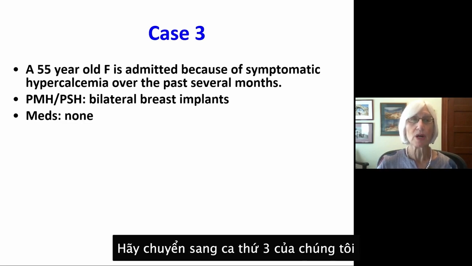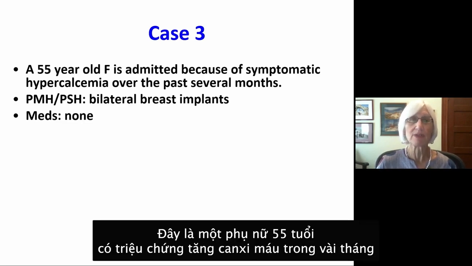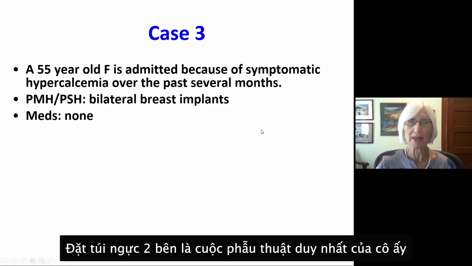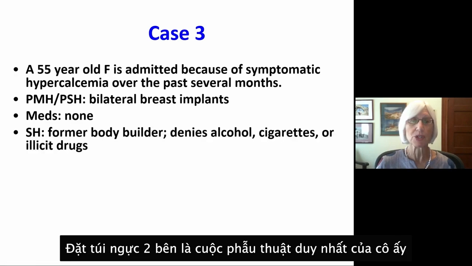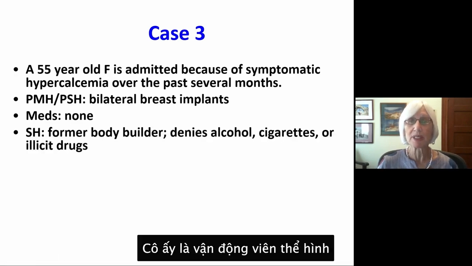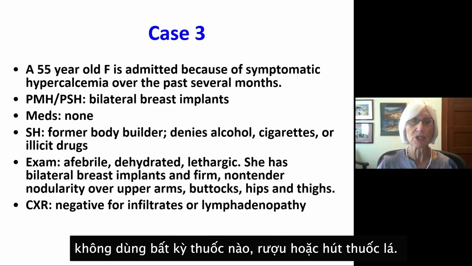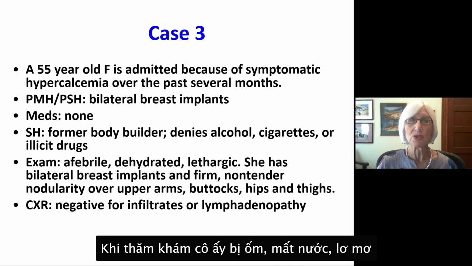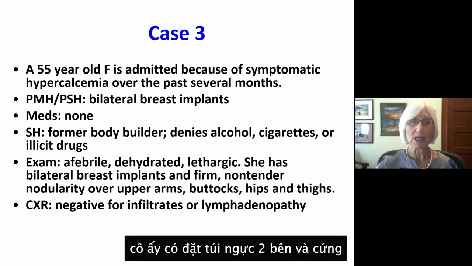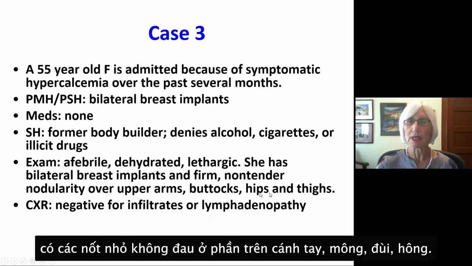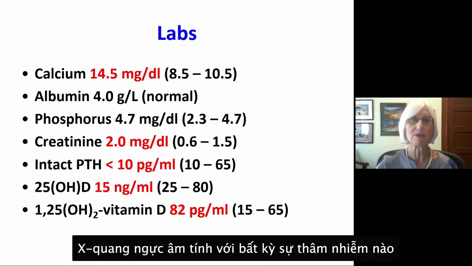Let's move on to our third case. This is a 55-year-old woman with symptomatic hypercalcemia over several months. Bilateral breast implants was her only surgery. She's a former bodybuilder, doesn't do any drugs, alcohol, or cigarettes. On exam, she is sick. She's dehydrated, lethargic. She does have bilateral breast implants and firm non-tender nodularity over her upper arms, buttocks, hips, and thighs. Chest x-ray is negative for any infiltrates.